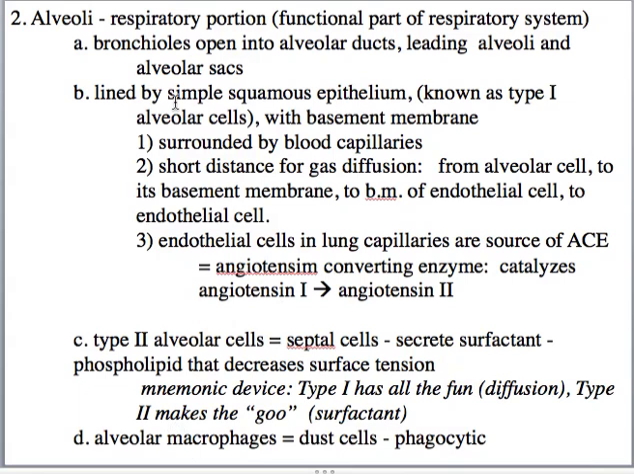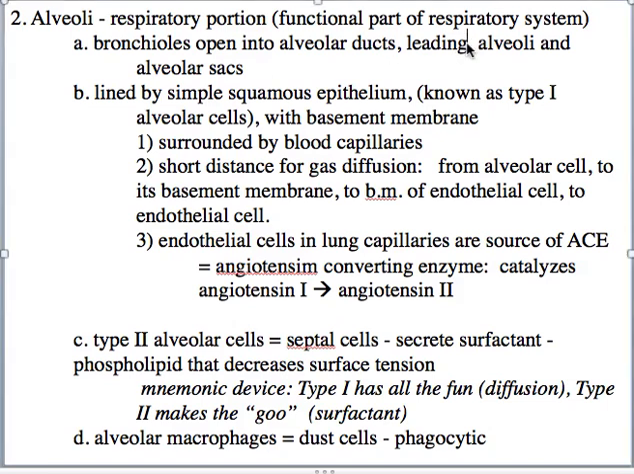Okay, alveoli. These are really the respiratory portion of the respiratory system. Previously we talked about the conducting portion, which was the nasal cavity, the pharynx, the larynx, the bronchi, and bronchioles. But now the alveoli are the functional part of the respiratory system where respiration actually occurs. The bronchioles will open into alveolar ducts that lead into alveoli and alveolar sacs.